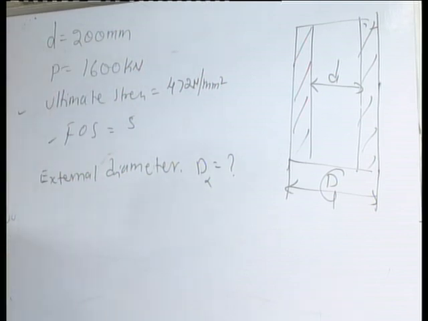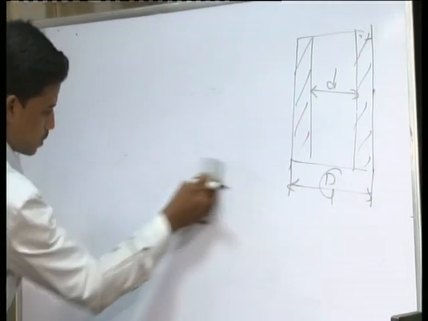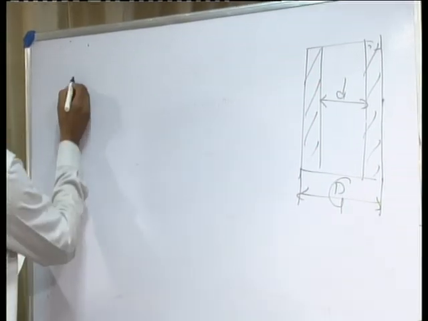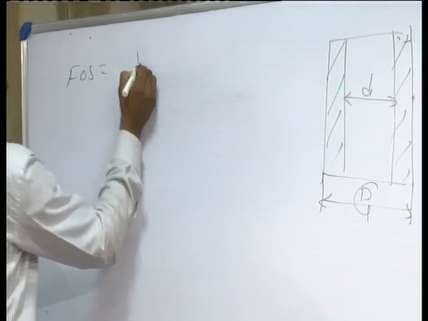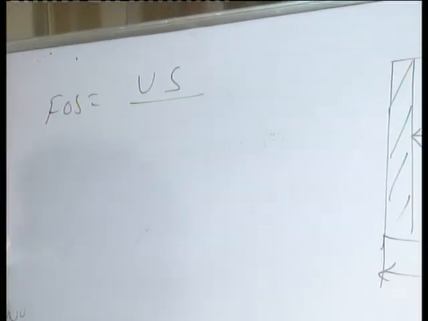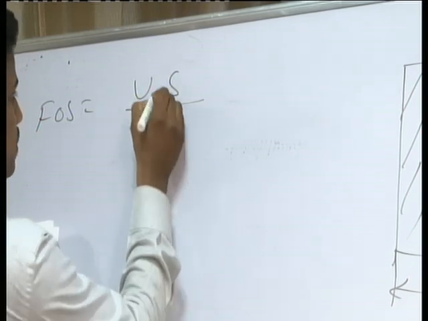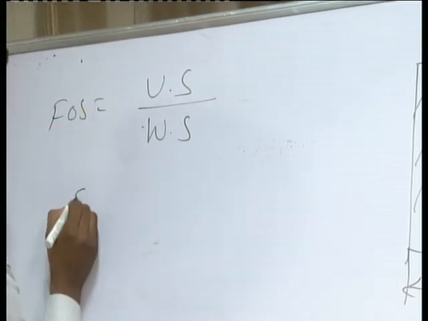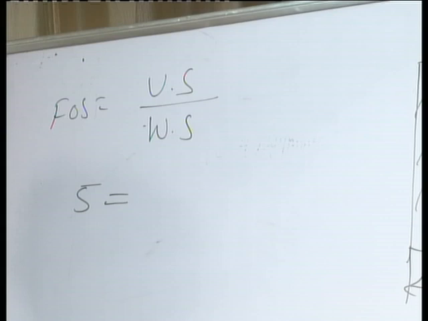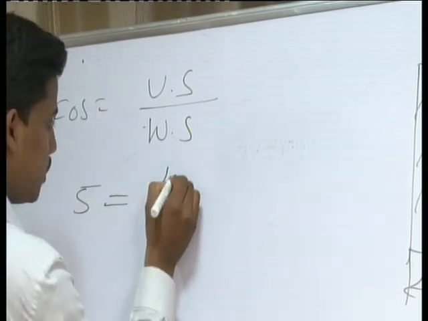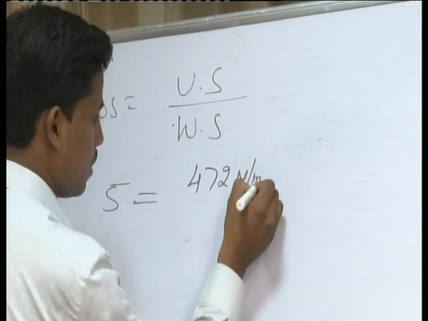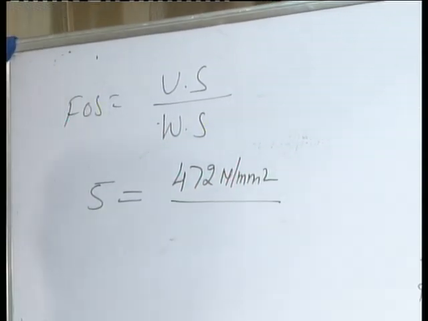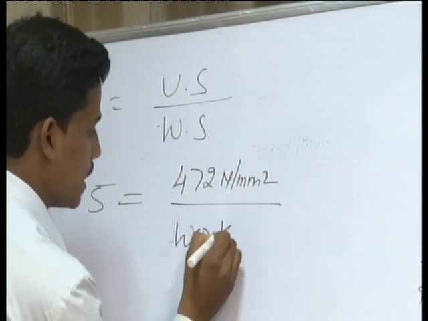So factor of safety and ultimate stress are given. Factor of safety is 5 and ultimate stress is 472 Newton per millimeter square. We have the formula: factor of safety is equal to ultimate stress divided by working stress, where US means ultimate stress and WS means working stress. Our intention is to calculate the working stress.